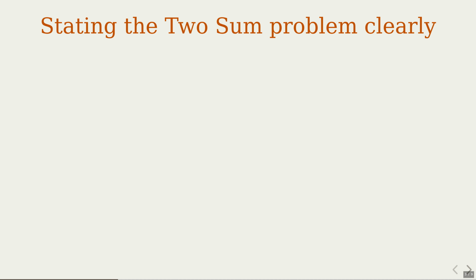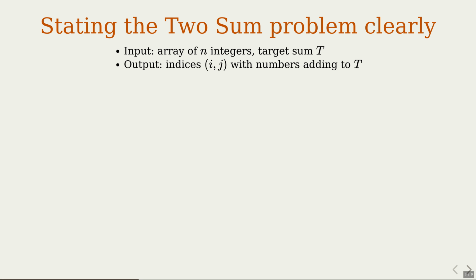Let us now turn the shopping story into a clean math-like statement that a computer can work with. I think I know the idea informally, but I want to be precise about what the input and output look like. The input is a list of whole numbers, which we call an array of length n, and a separate number t that is the target sum we care about. The output we want is positions in the array, usually called indices i and j, such that the numbers stored at those positions add up to the target t.